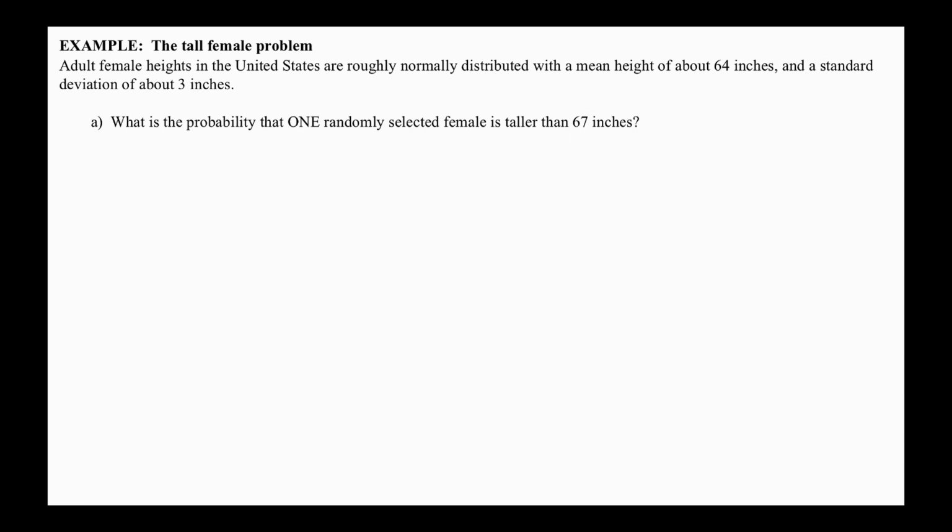All right. Okay, so different prompt now. Tall female problem. So adult female heights in the United States are roughly normally distributed with a mean height of about 64 inches and a standard deviation of about 3. Okay, so this is what I think is important, and we'll talk about why I think it's important. Those 3 things right there. I'm not even to the question, but already those 3 things I think are important. The first one, why I shaded the first one? Roughly normally distributed. Why is that important, do you think?